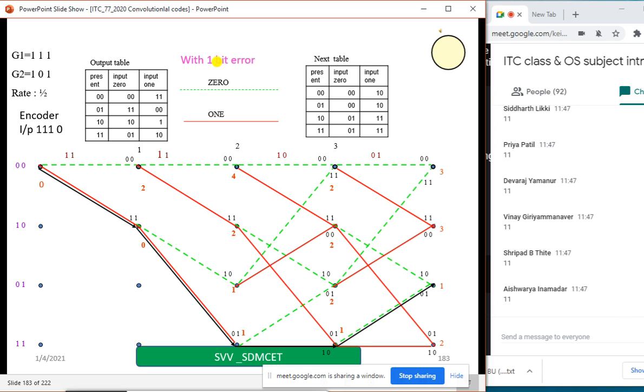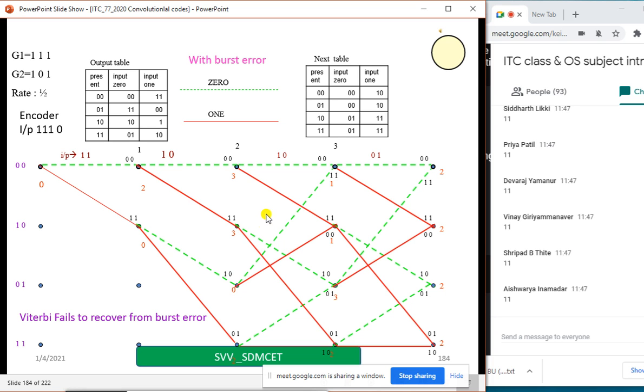Next, if 2 bits are in error, what is the problem? If 2 bits are in error, then this will become 0. For example, 1 0 1 0, this is also 0, 0 plus 0, so it will become 0. So the path will go wrong automatically. So Viterbi fails to recover from burst error. This is the one sentence which you have to remember.